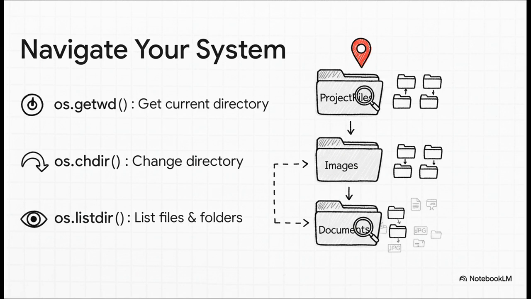os.chdir, that's just like typing cd in your terminal. It lets you jump into a different folder. And os.listdir is like typing ls or dir. It just shows you everything in your current spot. It's like your script is doing the typing for you.